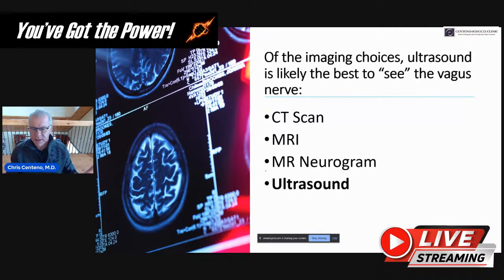Now, why would you want to look at the vagus nerve? Well, one reason is many times when nerves are getting irritated and really in dysfunction, they get bigger on ultrasound. So you can do that with a carpal tunnel diagnosis in the median nerve, for example.